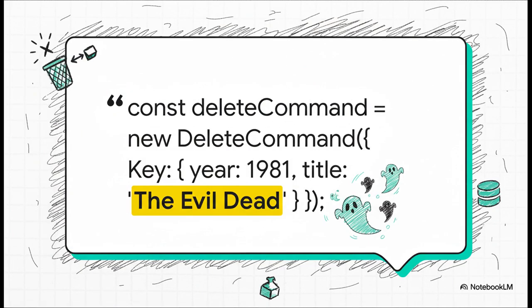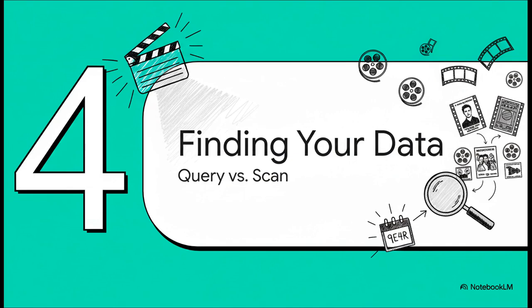And last but not least, delete item. This one's pretty self-explanatory. You want to get rid of something, you use this. And just like get item, you tell it the full primary key of the movie you want to delete, and poof, it's gone. Okay, so we're good with single items. We can create, read, update, and delete them. But that's not always what you need, is it?